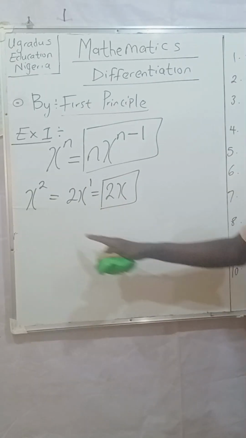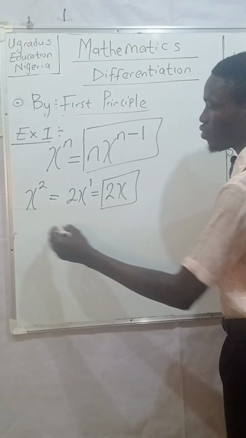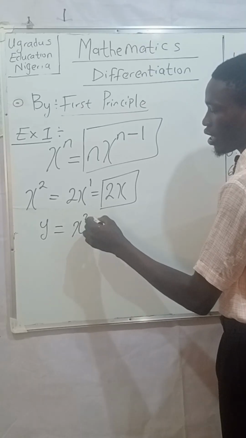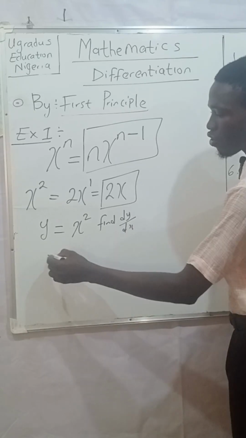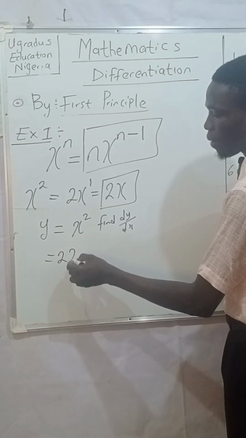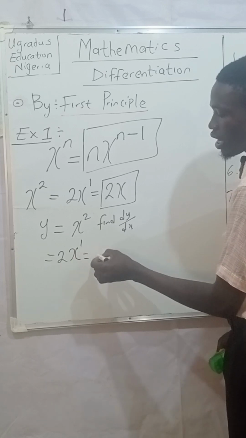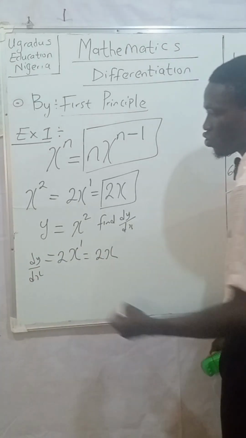So the differentiation of x squared is 2x. When you are given this expression, they will say if y equals x squared, then find dy dx. So dy dx of x squared will be, you bring down the power, then you subtract 1 from the power. 2 minus 1 is 1. So the final answer will be what? 2x. That means your dy dx is 2x.